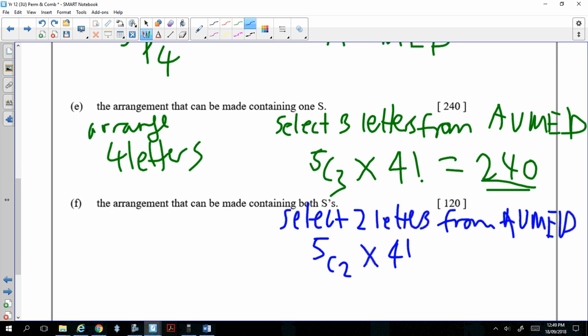Okay, and what's the last bit? Arrangement that can be made containing, I think that's the last one. Oh, finished. Okay, good. All right, so we'll continue with this booklet next lesson.